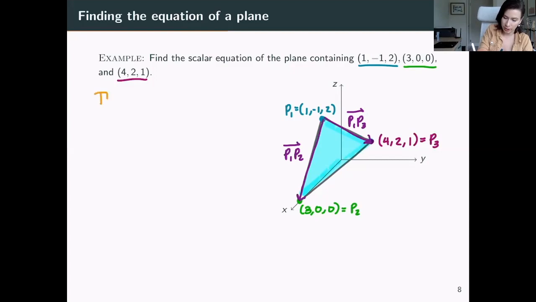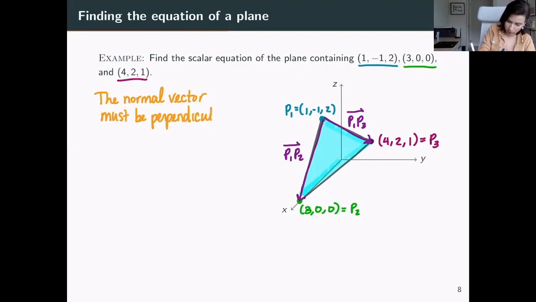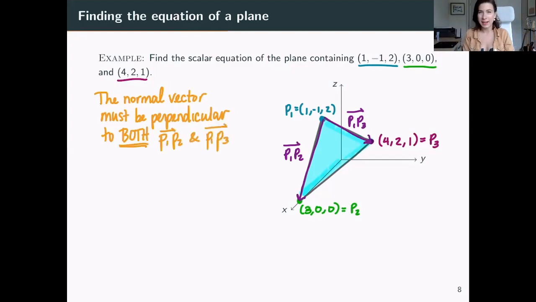So the normal vector must be perpendicular to both, this is the key word, to both P1, P2 as a vector and P1, P3 as a vector. Now, when you think perpendicular, orthogonal to both of two vectors, what do we think of? If you said the cross product, you are perfectly right.